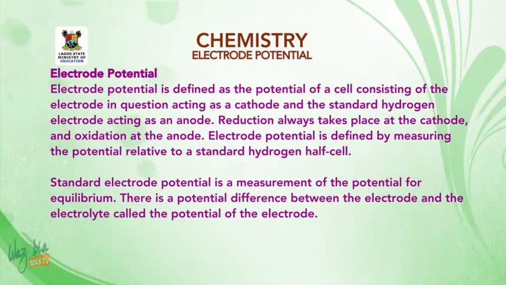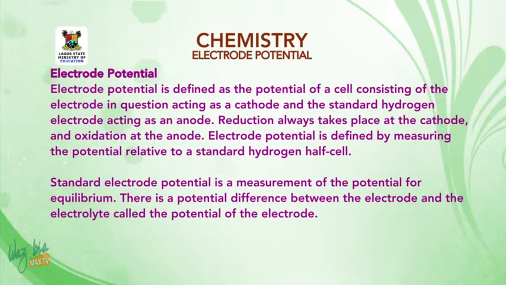Now, electropotential. Electropotential is defined as the potential of a cell consisting of the electrode in question acting as a cathode and the standard hydrogen electrode acting as the anode. Reduction always takes place at the cathode and oxidation at the anode. Electropotential is defined by measuring the potential relative to a standard hydrogen half cell.